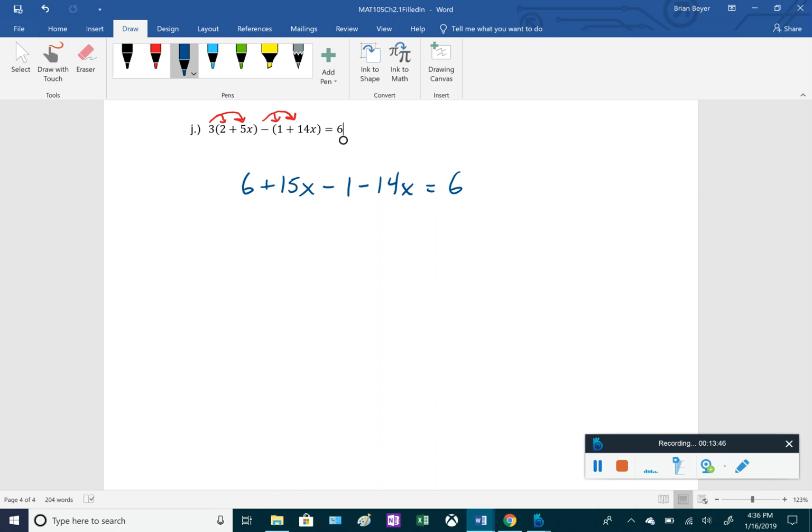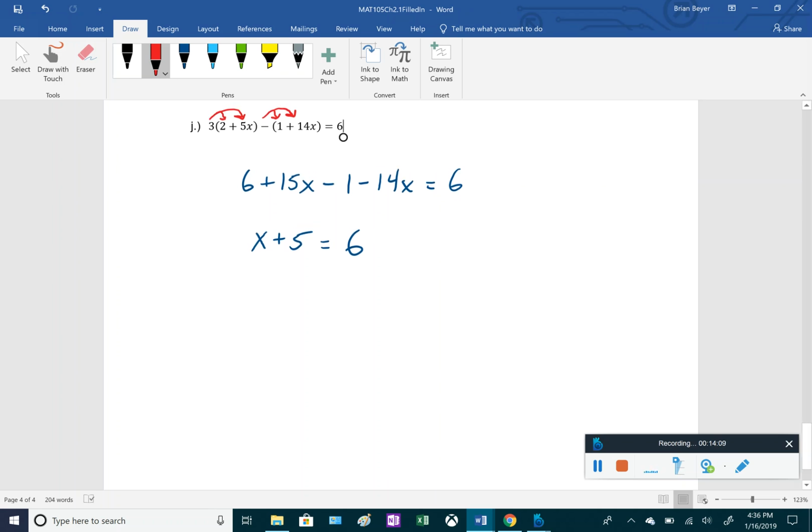Okay, and then we want to combine like terms on the left-hand side. So we have 6 minus 1 and 15x minus 14x. So 15x minus 14x is 1x, so just x. And then 6 minus 1 is 5. So we get x plus 5 equals 6. Now it's pretty simple. All we have to do is subtract 5 on both sides. Cancels on the left. We get x equals 6 minus 5. So x equals 1 is our answer.